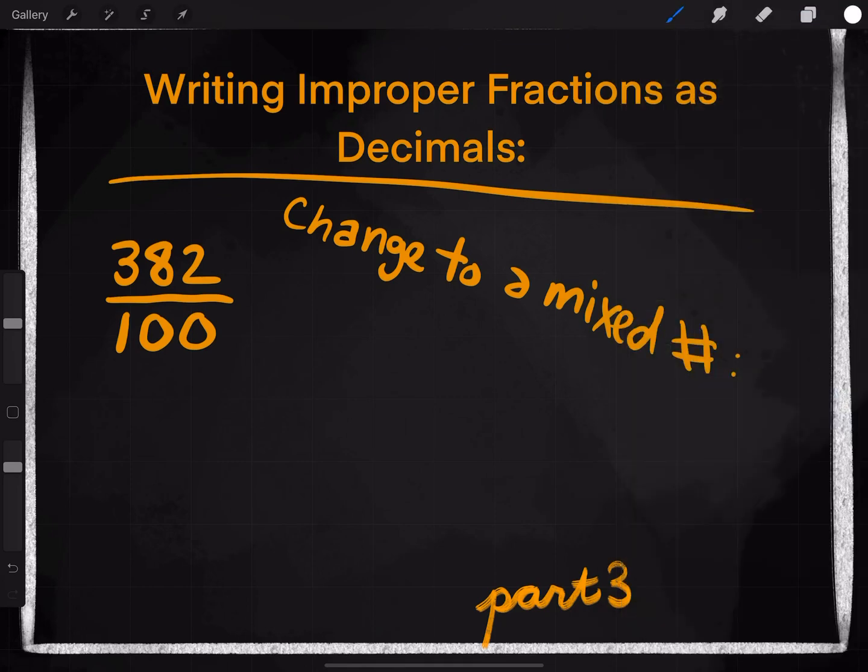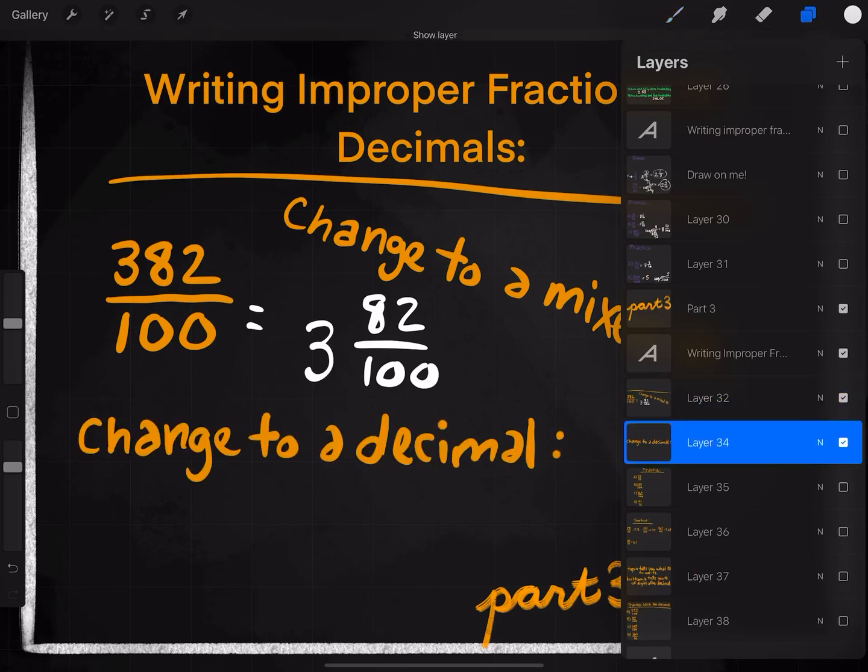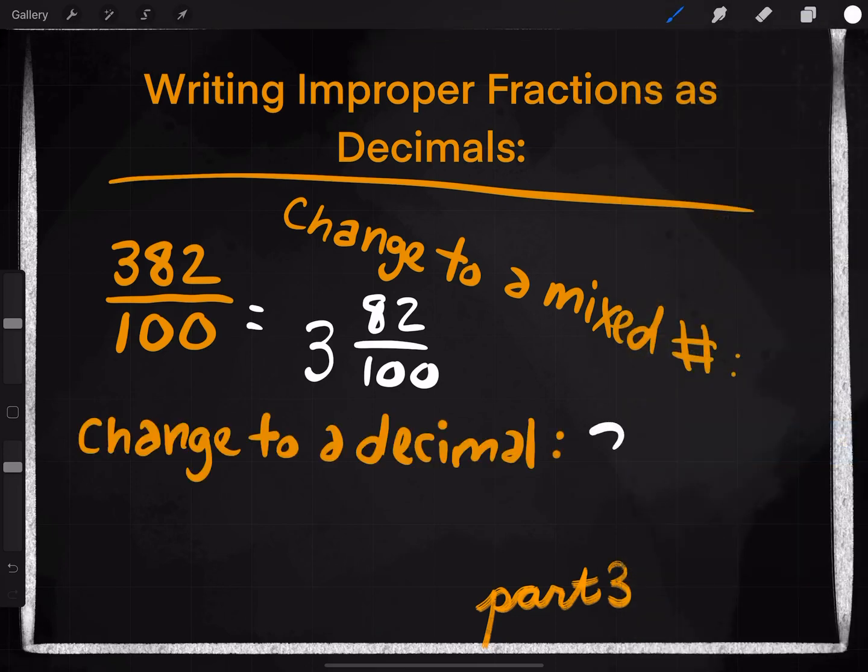Okay, so now we are moving on. We're going to write improper fractions as decimals. So to do this, first we'll change to a mixed number. Okay, so we would get 3 and 82 100ths. And now we're going to change that to a decimal. It should be 3 and 82 100ths. So that is one way of changing this improper fraction into a decimal.